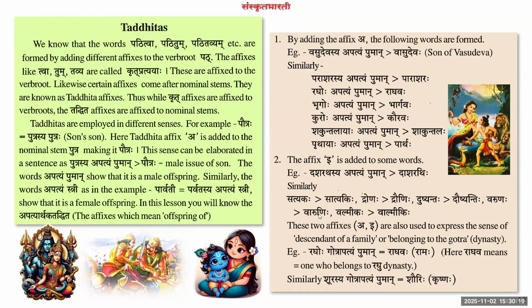Varunaha Varunihi, the name of some Muni. Valmikaha Valmikihi. Valmikat jataha ayam Valmikihi. These two affixes, a and e, are also used to express the sense of descendant of a family, that is, Gotrapatyam. See here, Gotrapatyam is used here, belonging to the Gotra. You remember this Gotra, so much cultural thing is embedded in it. We have to explain here.